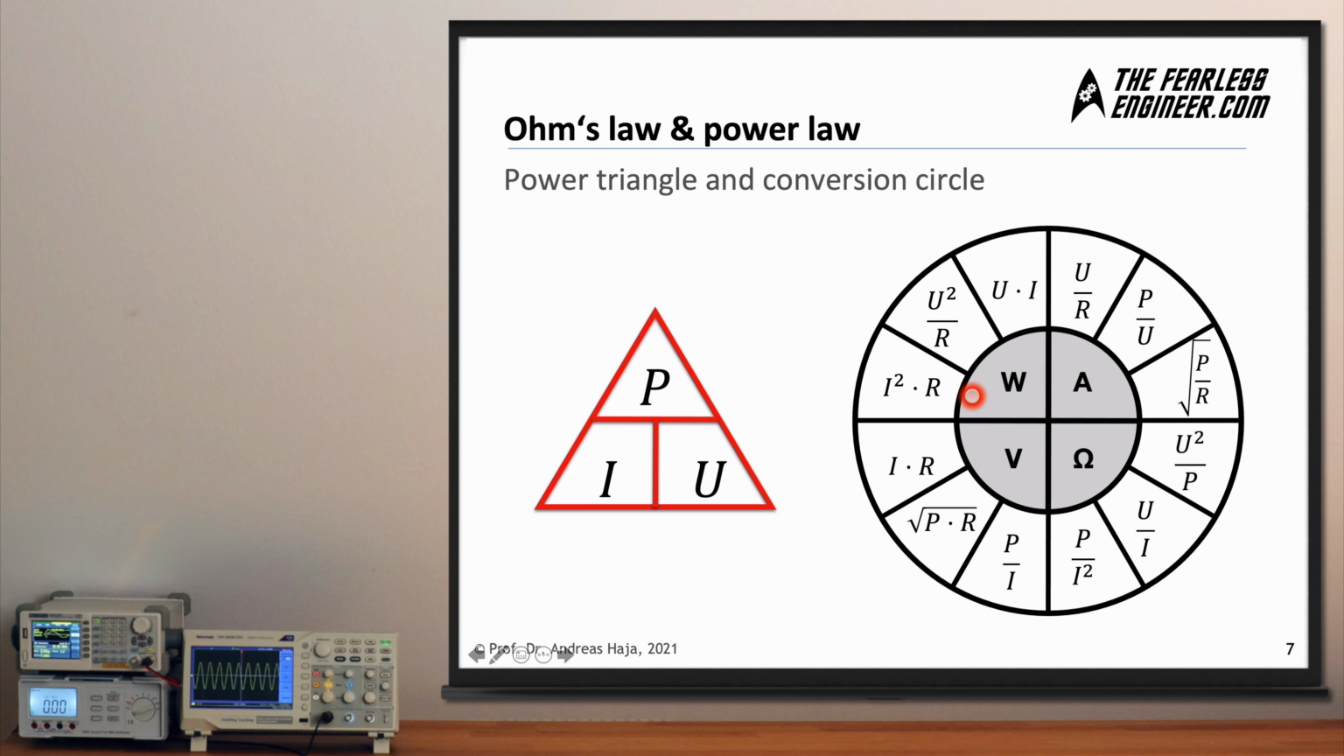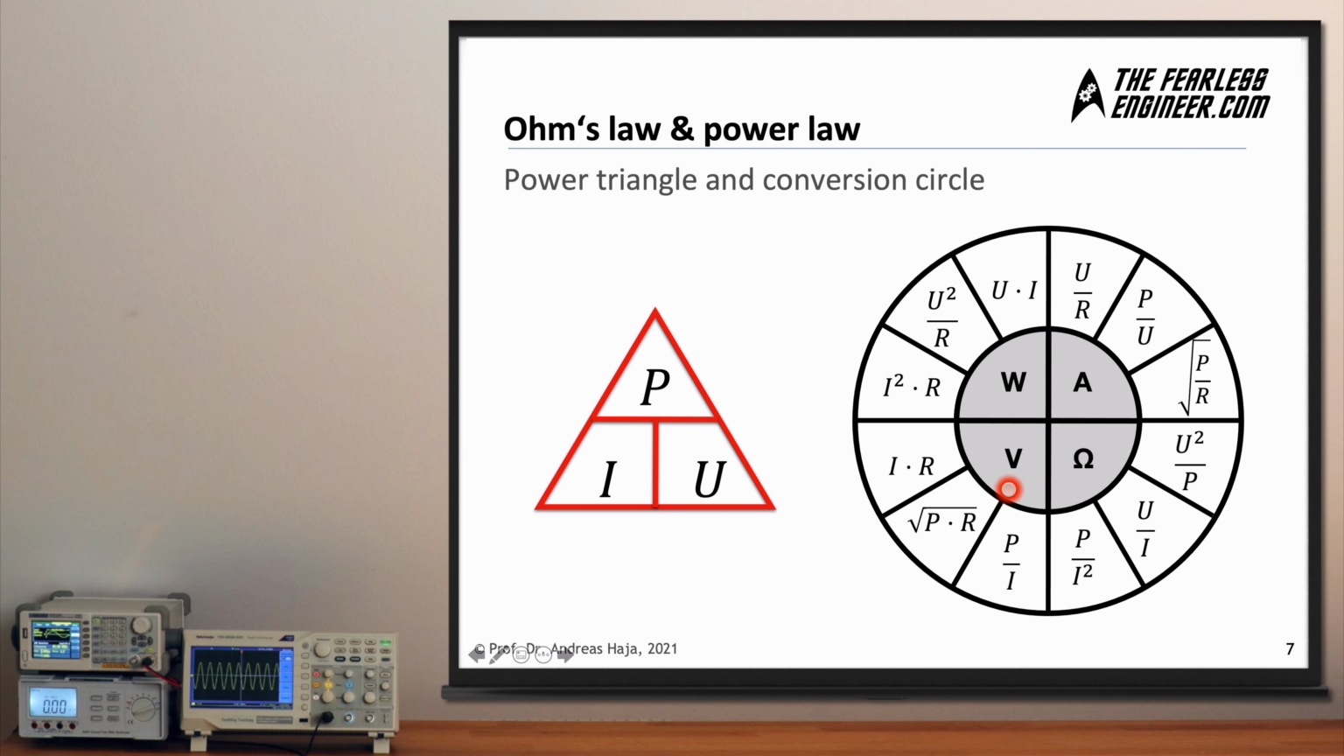Also, this conversion circle here on the right can be used to find the correct form to convert between these values here. In the leftmost corner you have power, and you can easily see all three possibilities which you can use to compute the power, which is the product of voltage and current. And let's say you only have current and resistance, and you can use this form here.